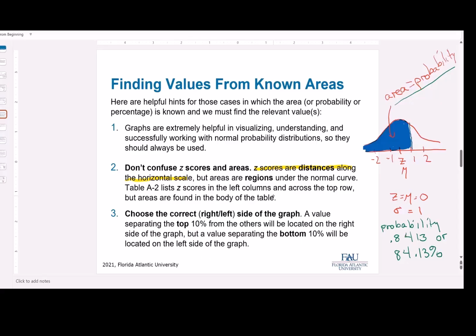We have to choose the correct left or right side of the graph. If it says a graph separating the top 10% from the others, it will be located on the right side. If I bring back my StatCrunch, choose the correct side, right or left side of the graph. A value separating the top 10% from the others.